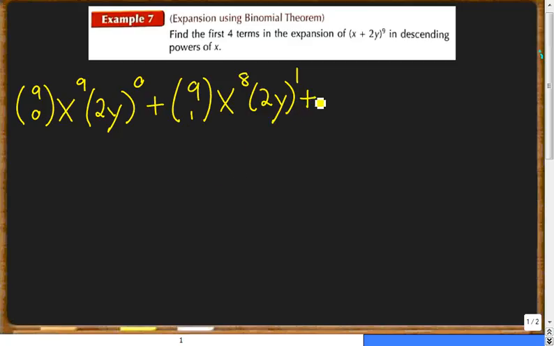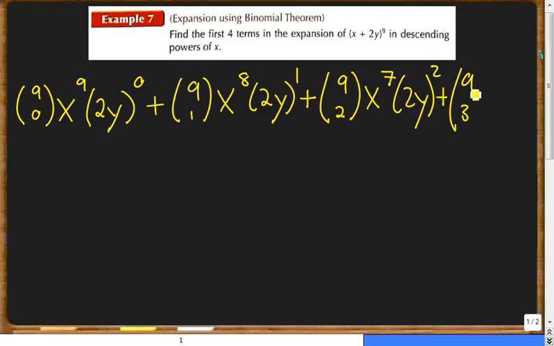Then we add 9 choose 2. So this would be x to the 7th, 2y to the 2nd. And then we add 9 choose 3. We have x to the 6th and 2y cubed. Notice how that works. So these are our 4 terms. Sorry, I ran out of room a little bit. And so now we just need to simplify them as best we can.